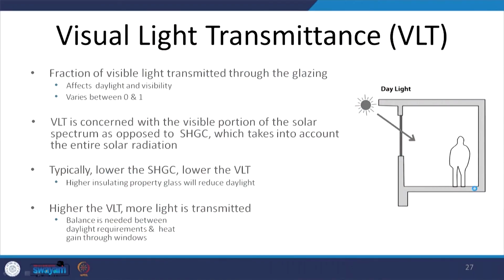The next property is visual light transmittance. This implies what fraction of visible light is transmitted. In SHGC we are talking about the heat component of the solar radiation. Through visual light transmittance we are talking about the visible light fraction of the incident solar radiation which is transmitted through the transparent or translucent building material, often glazing here. This varies between 0 and 1, where 1 implies 100% of the visible light is transmitted through the material to the other side. A higher VLT implies more daylight will penetrate indoors, thereby reducing our dependence upon artificial light.